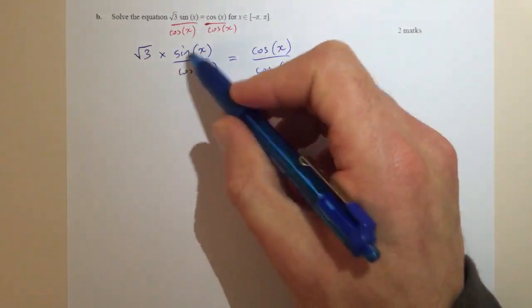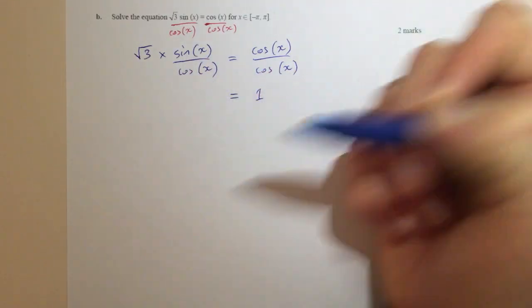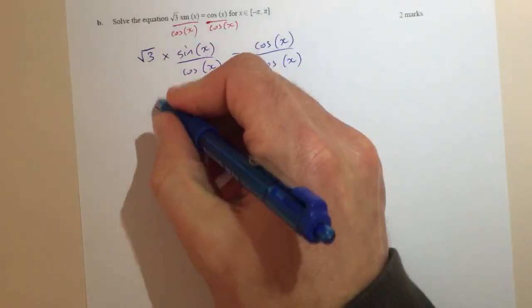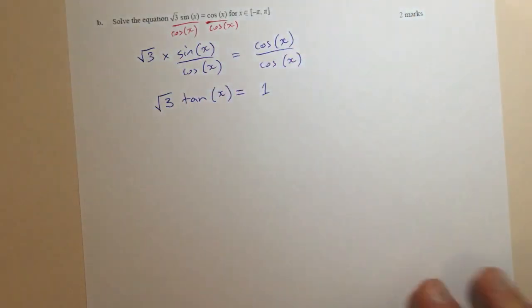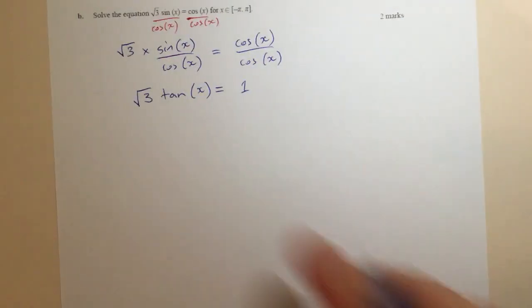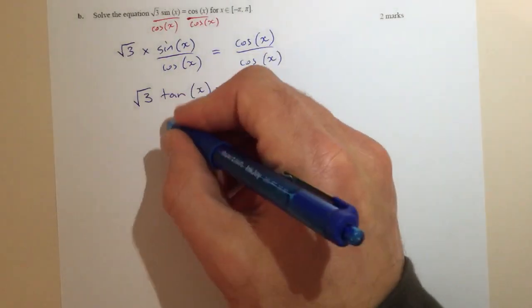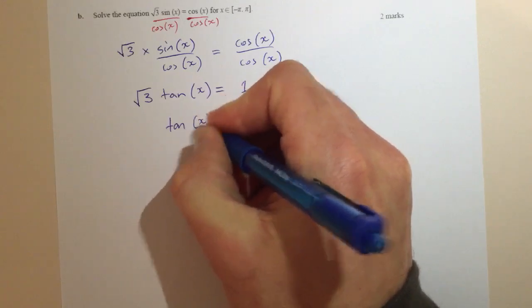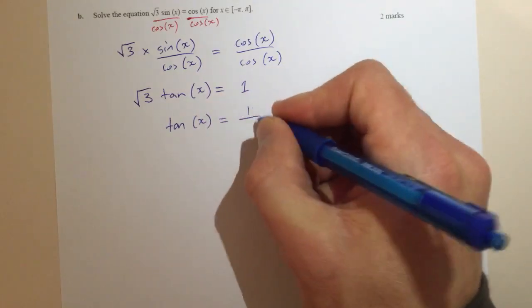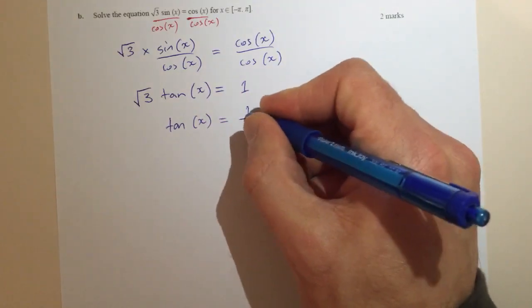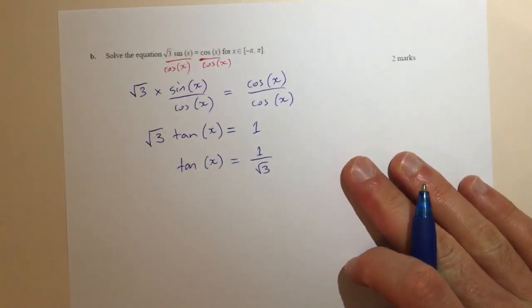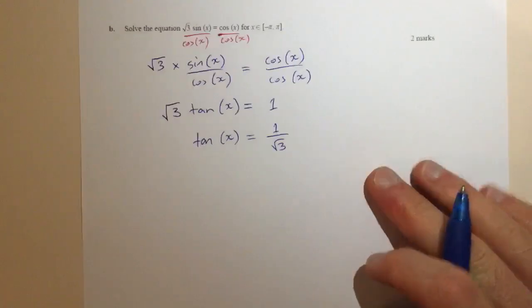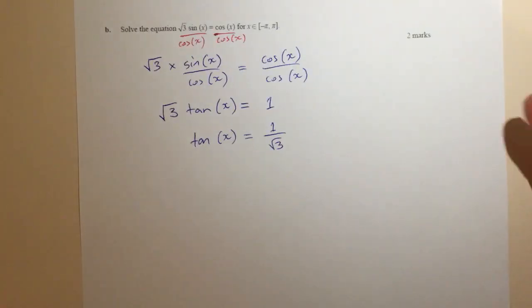And I also know that sine x over cos x is the same as tan x. So this is really root 3 tan x equals 1. And if I divide both sides by root 3 here, then I'm just going to be solving the equation tan x equals 1 over root 3. All right, and that looks a whole lot easier than trying to solve an equation that has both sine and cos in it. So there you go, there's our tangent equation. Now our job is to solve it.